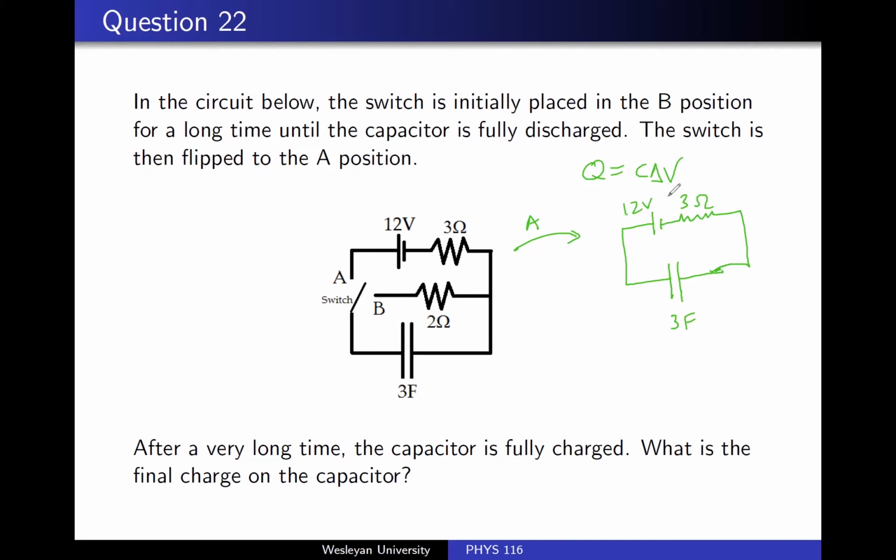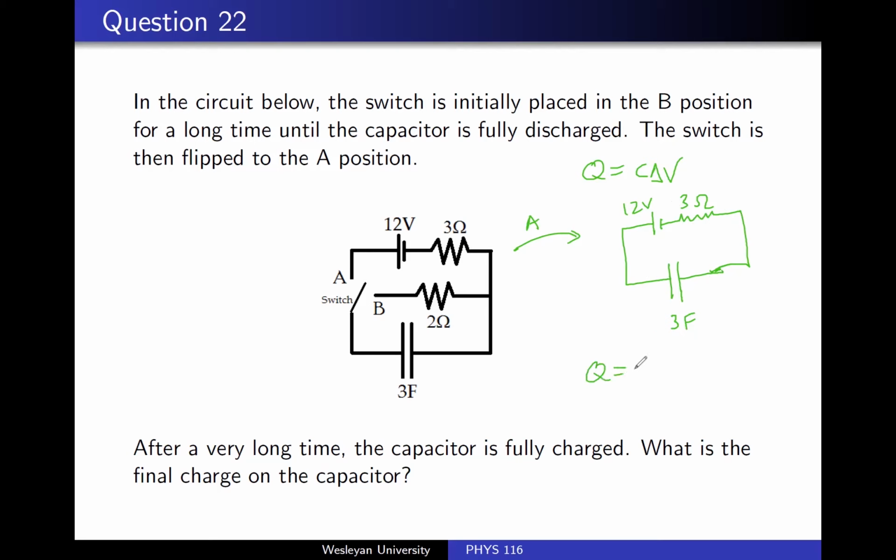And what we know is that after a very long time passes, there's no current flowing through the capacitor, which means there's no current flowing anywhere in the circuit, because there is no complete path from the positive end of the battery to the negative end. The capacitor is blocking the only path. So since there's no current, there is no voltage drop across the 3 ohm resistor. And so if we gain 12 volts across the battery, we must be losing all 12 volts across the capacitor. And so the delta V for the capacitor is 12 volts.